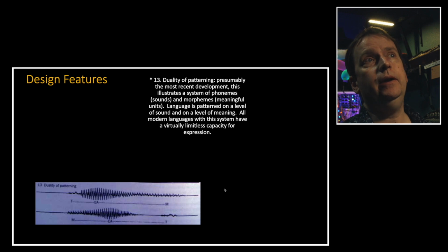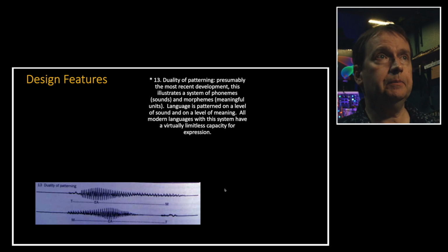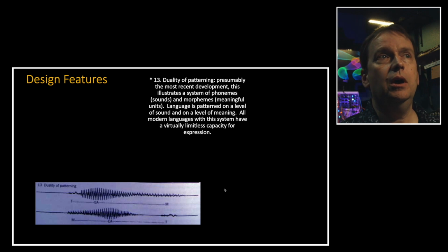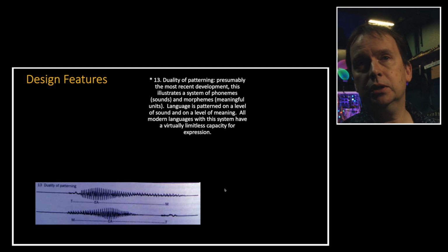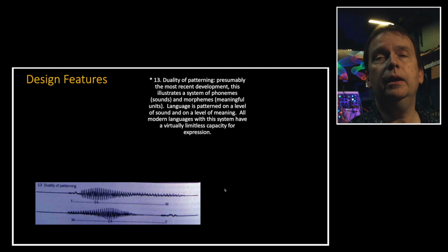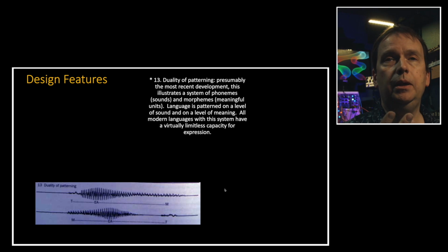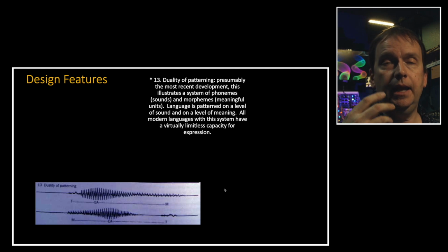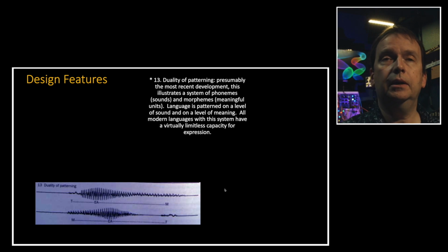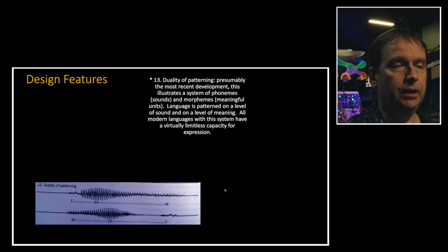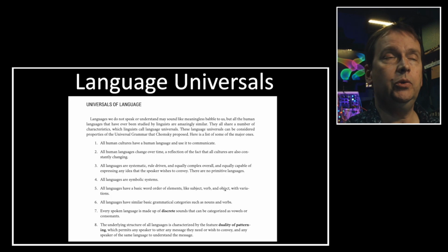There's also duality of patterning. Presumably, we say this is a recent development. There's a system of phonemes or sounds and morphemes or meaningful units of meaning, such that language is patterned on both sound and meaning levels. All modern languages have this system with a virtually limitless capacity for expression and growth. So duality of patterning happens at the sound level and the meaning level. So if you say pa as a phoneme and then you say please, right, that has meaning to it, whereas pa is just a sound. But we need both sound and meaning to create language, and thus we speak of duality of patterning.